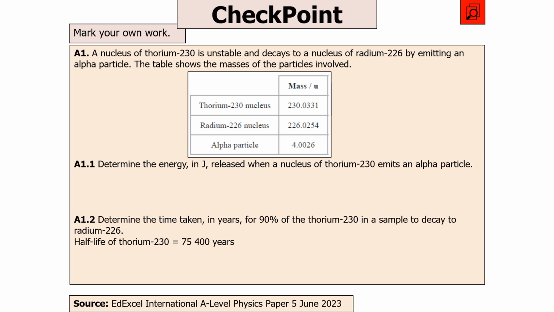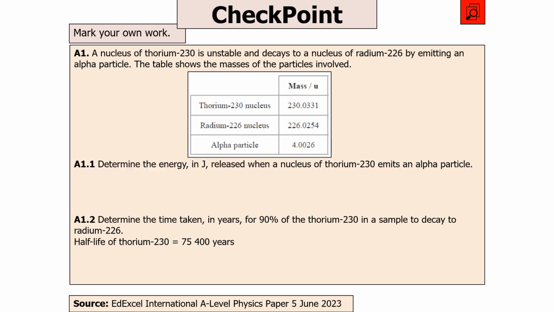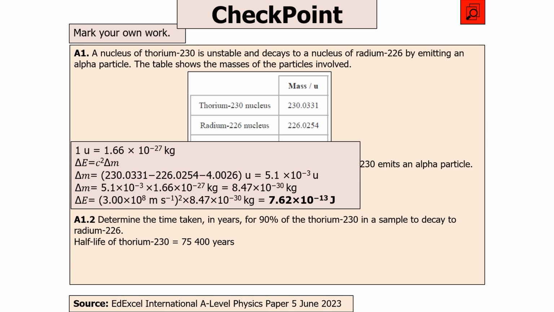Right, in this first one, we can say E equals mc squared. Now, mass is going to be the difference in the mass between the thorium and the radium. Also, you can see that the alpha particle is also produced. So therefore, it's 5.1 times 10 to the minus 3 u. Multiply that by the conversion factor to turn that into kilograms, 8.47 times 10 to the minus 30. So E equals mc squared, so 7.62 times 10 to the minus 13 joules.